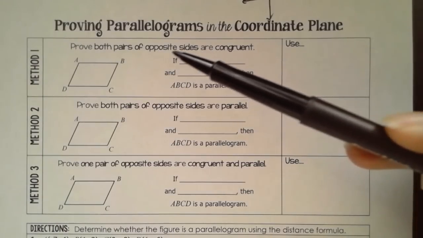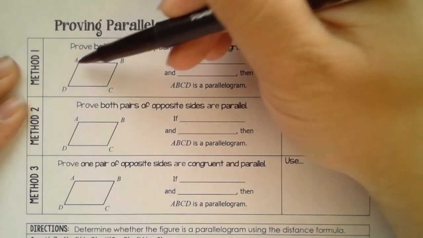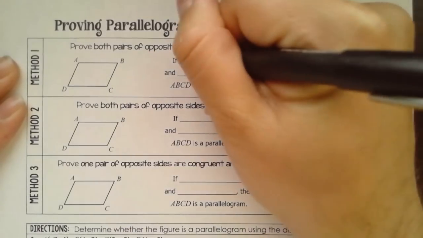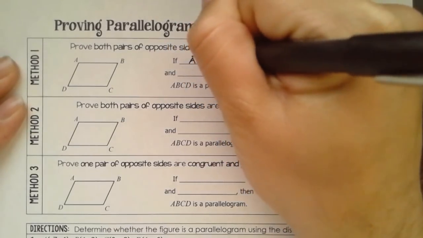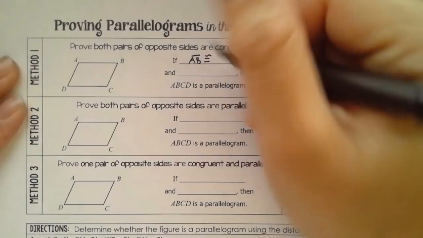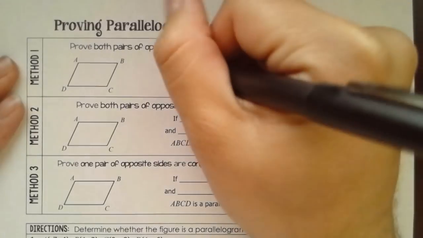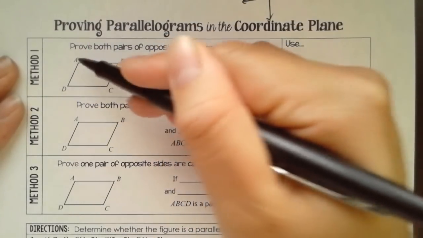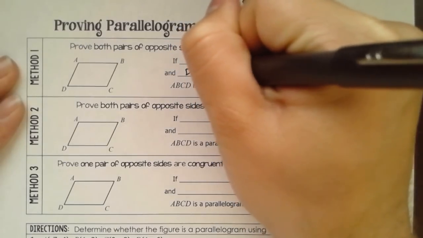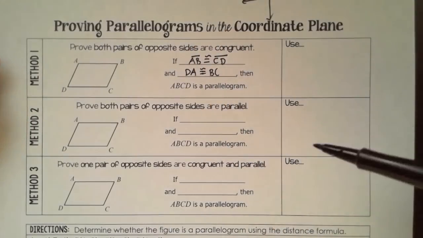you prove both pairs of opposite sides are congruent. If AB, okay, and I'm using this figure here, AB is congruent to CD because they are opposite sides. If you recall this symbol, the equal with the squiggly line on top means congruent. And DA, the other pair of congruent sides, DA is congruent to BC. Then ABCD is a parallelogram.